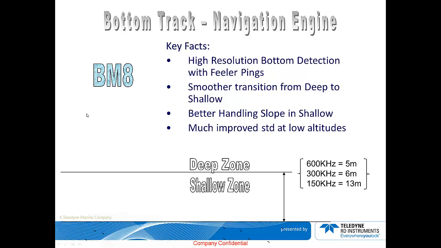And then there's bottom mode 8, which is the most advanced mode, but it is only available in the navigation engines. The lessons learned from bottom modes 5, 6, and 7 were all applied to produce this advanced bottom mode. With bottom mode 8, a feeler ping is transmitted to find the bottom. The bottom is then found, and the Explorer DVL sets the transmit pulse to 30% of the altitude for each beam, based on the respective feeler info. This allows it to have a higher resolution bottom detection.